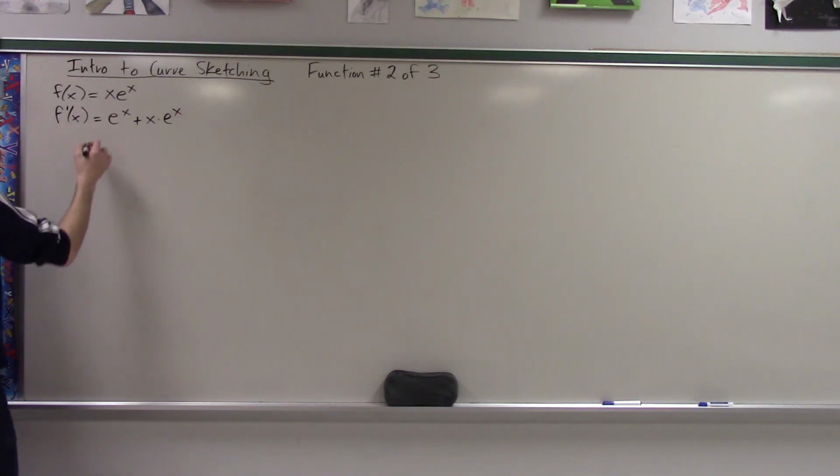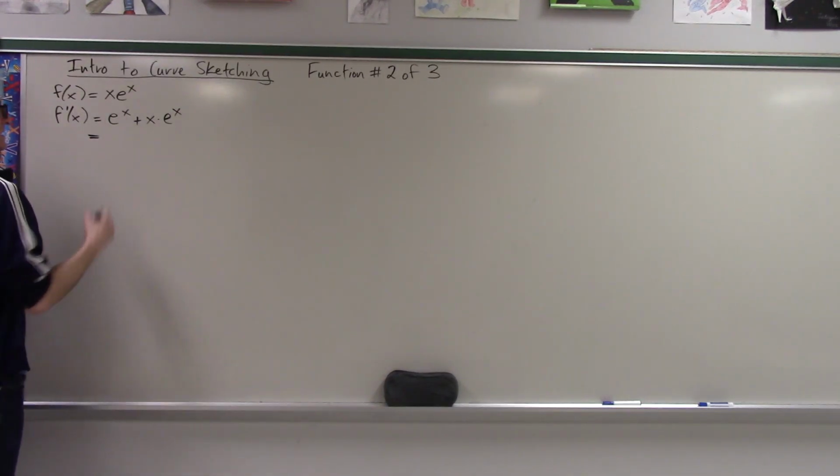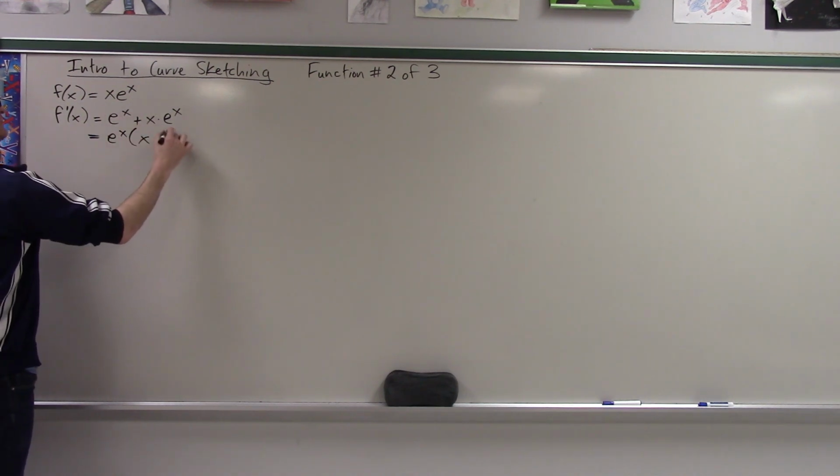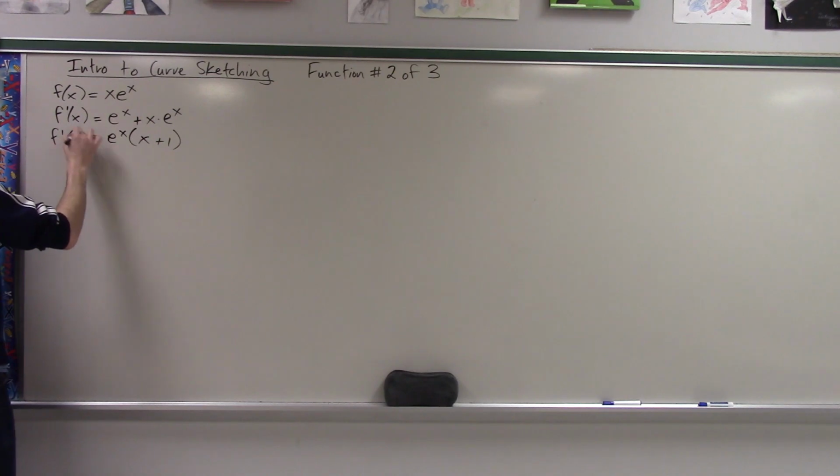Alright, so that was pretty easy, and in fact f prime is just e to the x times, if you factor out e to the x you get x plus 1. Okay, that's the first derivative.